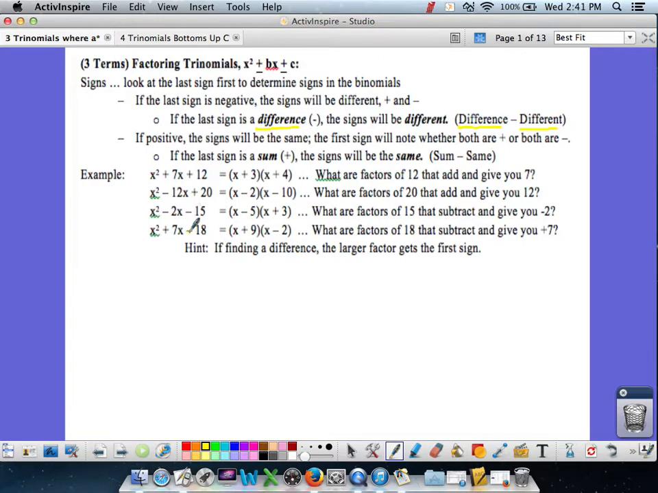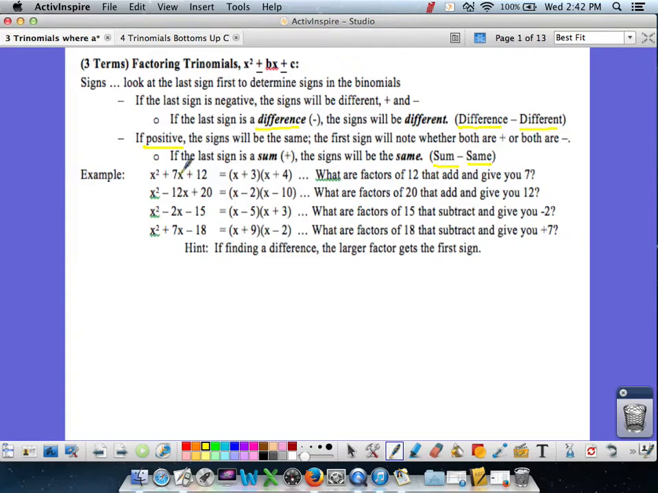For example, these last two. This sign is a difference. This is a difference. Inside of the binomials, one's a plus and one's a minus. We'll talk a little bit later on about how you determine which is which, but the signs will be different inside the binomials. If you're looking at the last term and it's a sum, if the sign is positive, then the signs in the binomials will be the same.